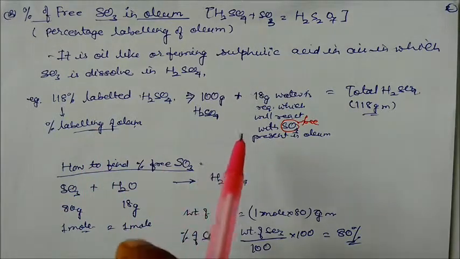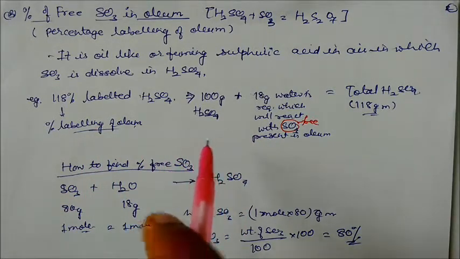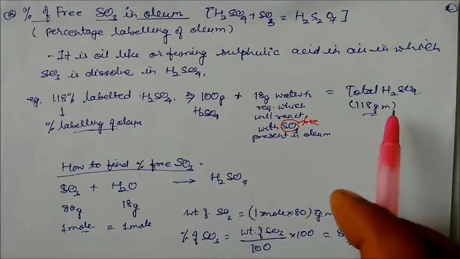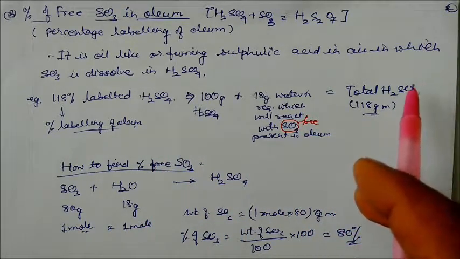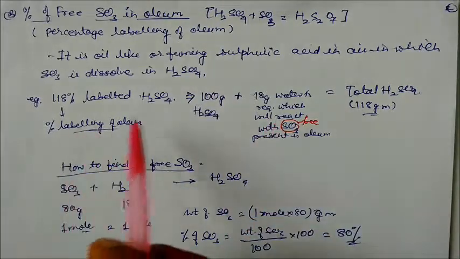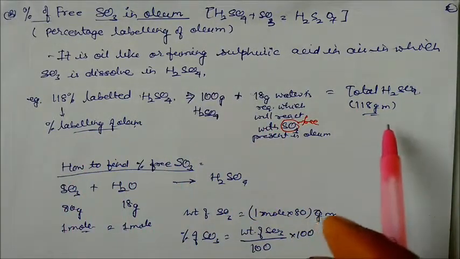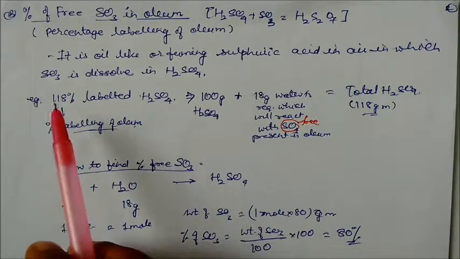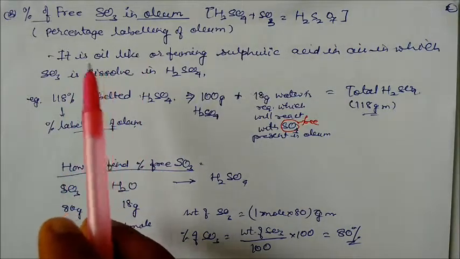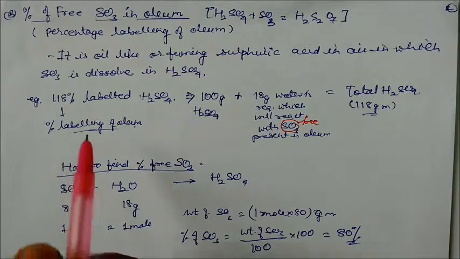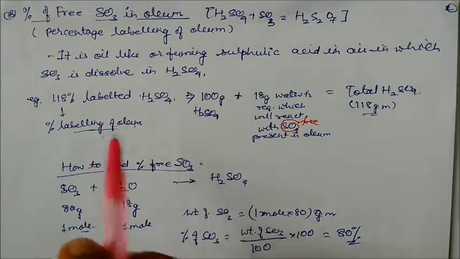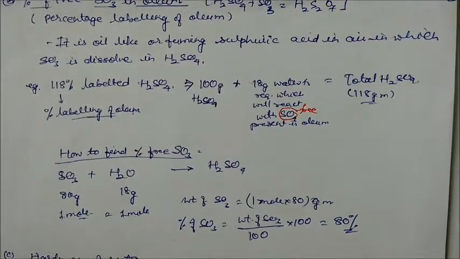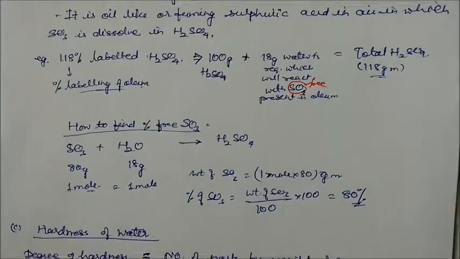That water will react with the remaining free SO3 present in the oleum, and then you will get a total of 118 gram of H2SO4. So for 118%, we add 18 gram of water, and in total we get 118 gram. That water reacts with the dissolved SO3 in the oleum and gives the total 118 gram. How do they react? Let me explain through an example.